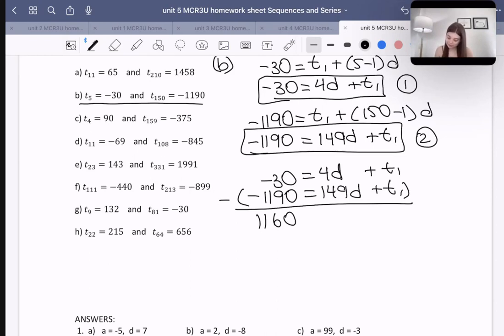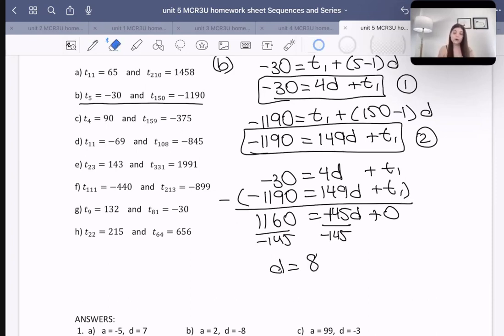Then we have 4 subtract 149, which is negative 145d. And then we have t1 minus t1, which is just 0, which is good. If we didn't get a 0 there, then perhaps we didn't subtract the right stuff. Alrighty, so now I'm going to divide by negative 145 on both sides in order to solve and find out that d is 8. Oh, and by the way, something I should mention.